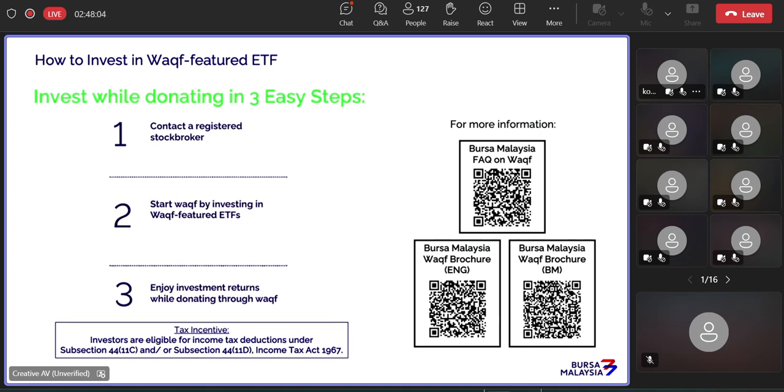With an Islamic trading account, you can invest only in Sharia-compliant stocks or securities. With a conventional one, you can invest in both. So that's the good thing about having the flexibility. You can start investing in Wakaf ETF with a CDS and trading account, and you enjoy your investment returns while also donating for the community.